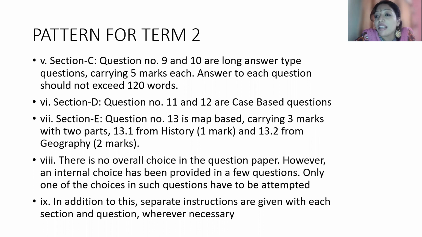Then Section E will be map work. As you know, in history there is only 1 chapter which is going to come, that is Nationalism in India, so it is only for identification. Only a 1 mark map question will be there from history, and a 2 marks map question will be there for geography. And there will be no overall choice. As I told you before also, there will be no overall choice, but internal choice will be there.